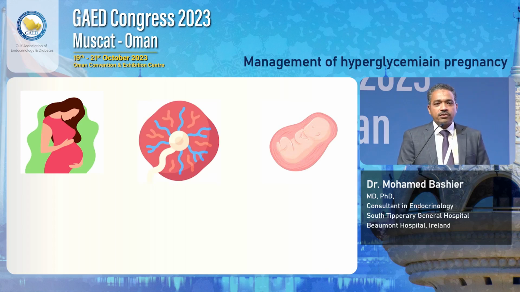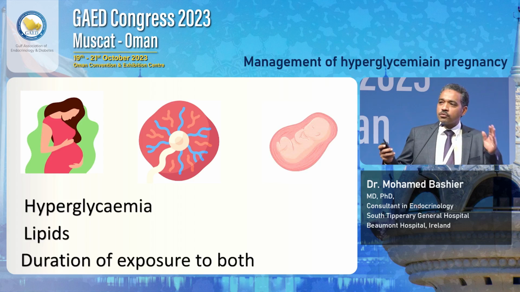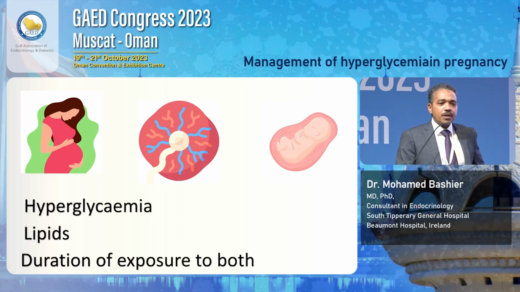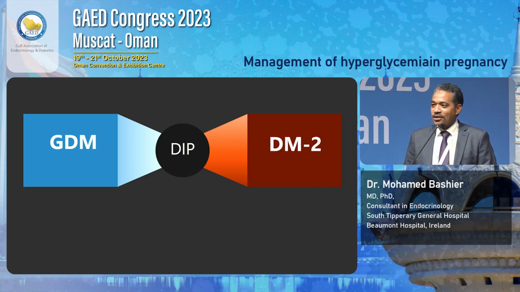And there are multiple factors that we now know impact placental development: the hyperglycemia, lipids, which is the new thing that we need to pay attention to, and the duration of exposure to both these risk factors over a period of time. That modulates this relationship quite significantly. So to go back to the same slide, type 1 diabetes in particular is a completely distinct, different disease from the rest. So for the rest of the talk, I'm not going to talk about type 1 diabetes. It requires a different approach.